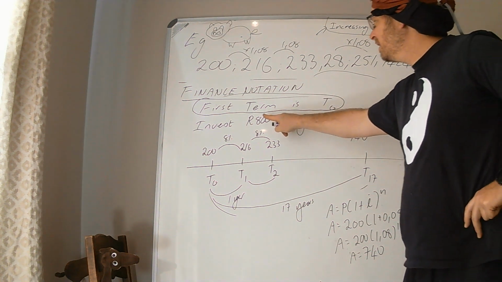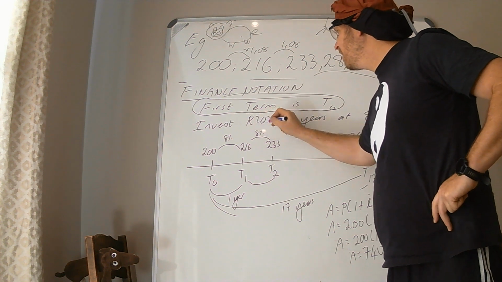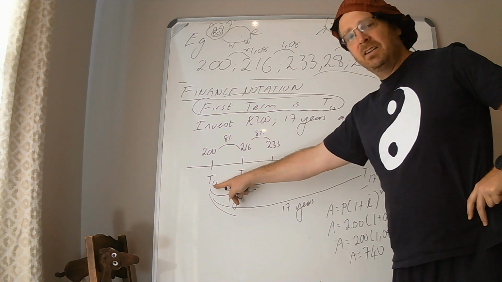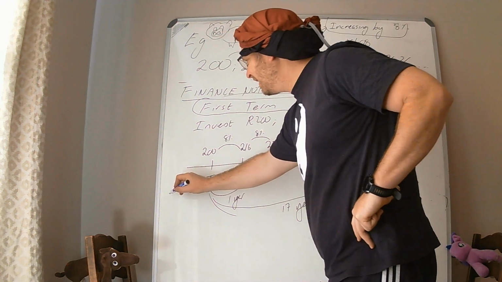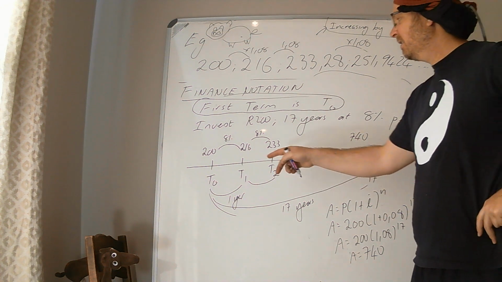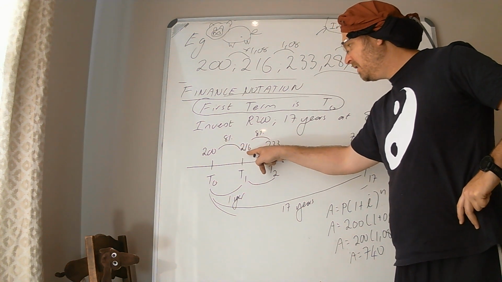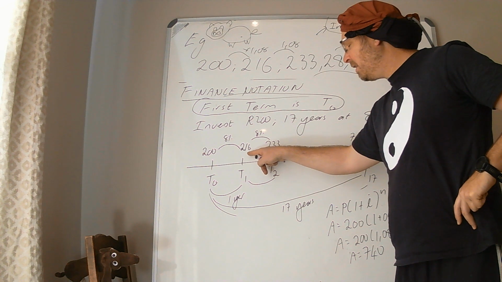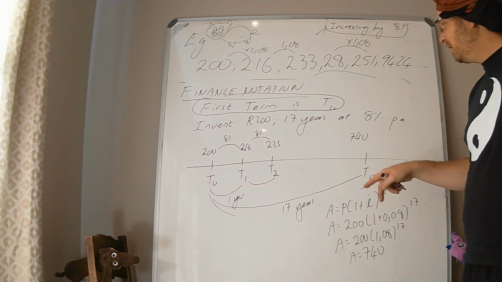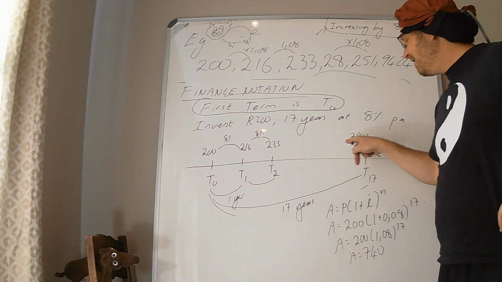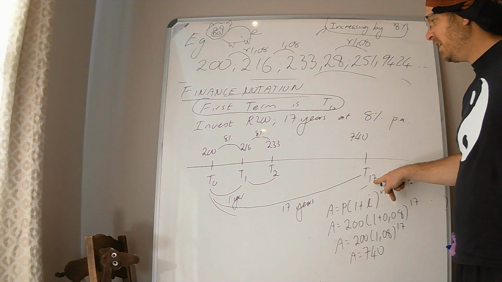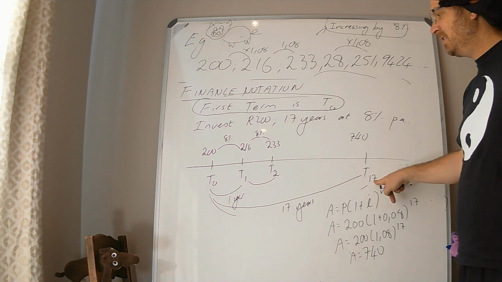So if I invested 200 Rand for 17 years at 8% per annum, this would be your number line. In finance we'd call the first term T0. In sequences, it was term 1. So you'd have 200 Rand, you'd apply 8%, you'd have 216 Rand. It's compound, so you apply the 8% to the accumulated amount, which is 233 Rand, and you end up with 740 Rand. But this in finance notation is T17.